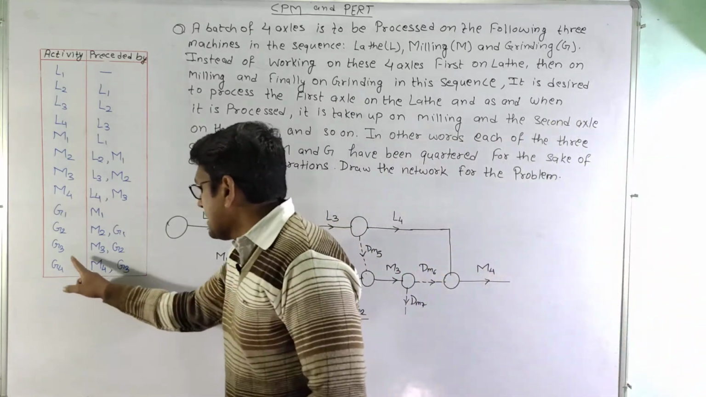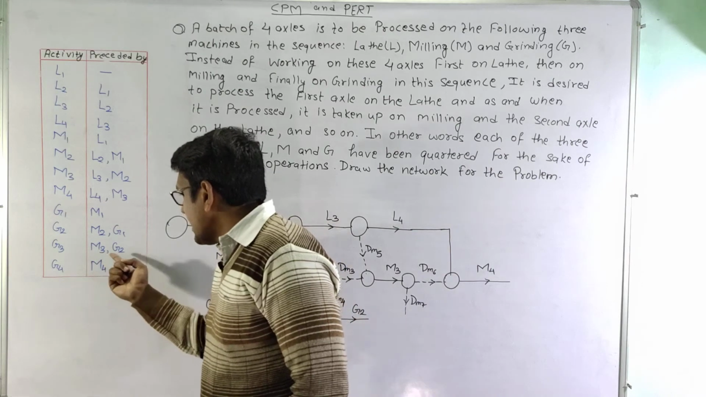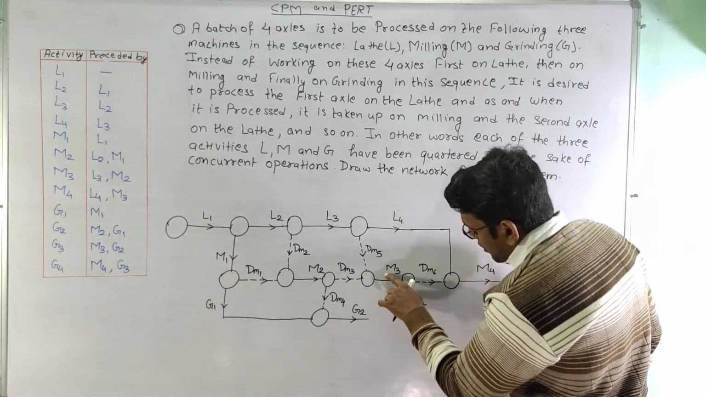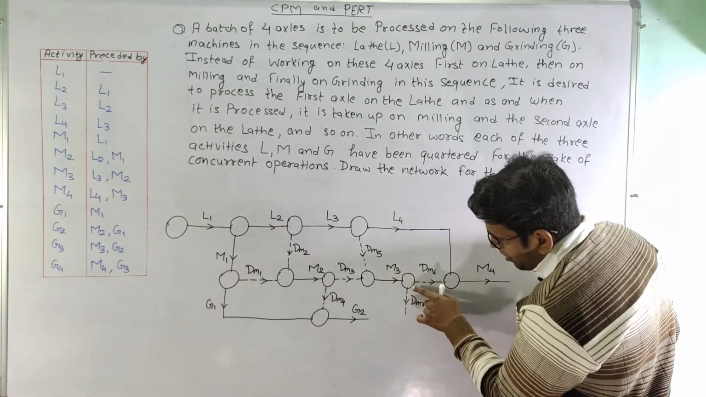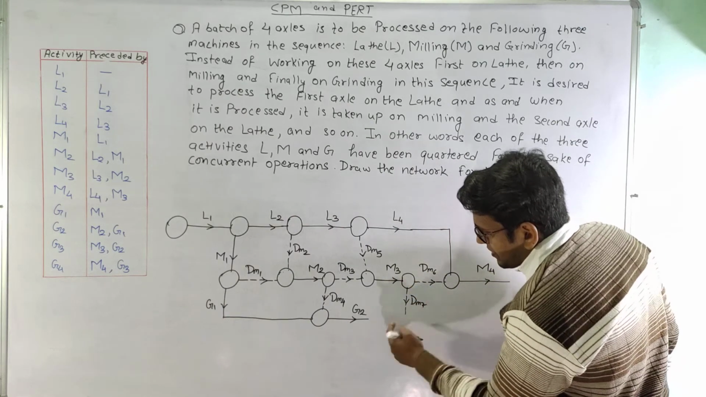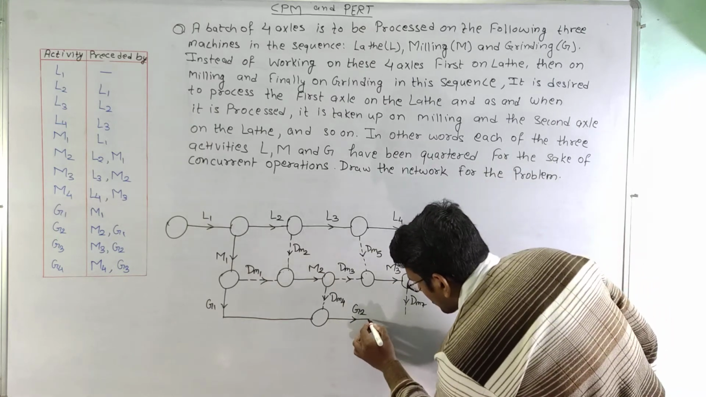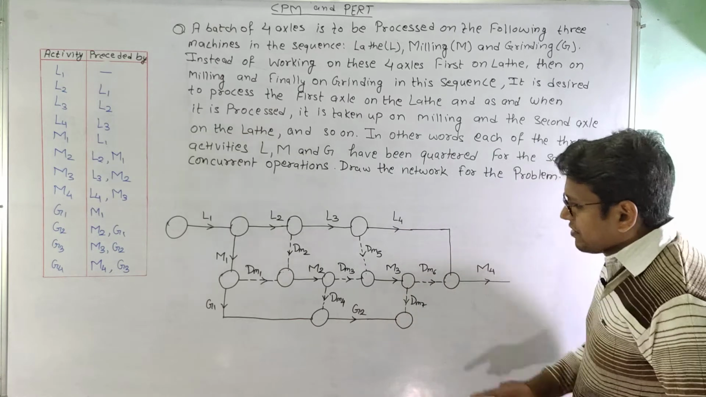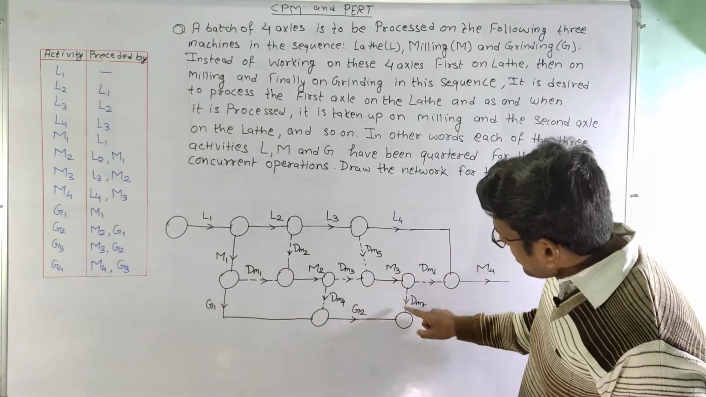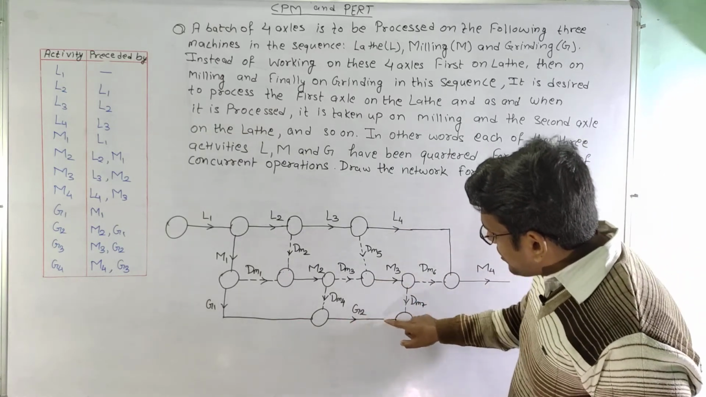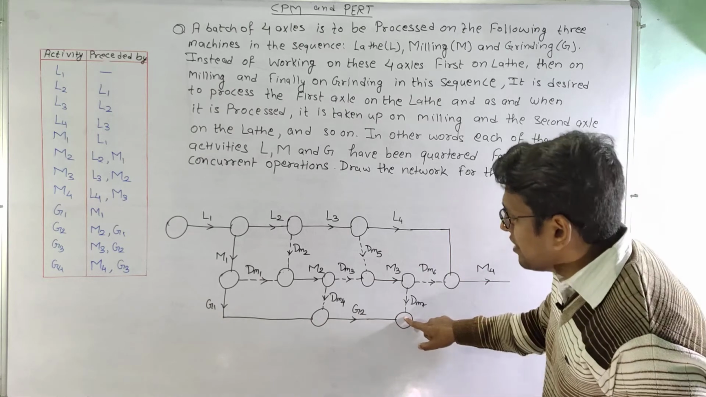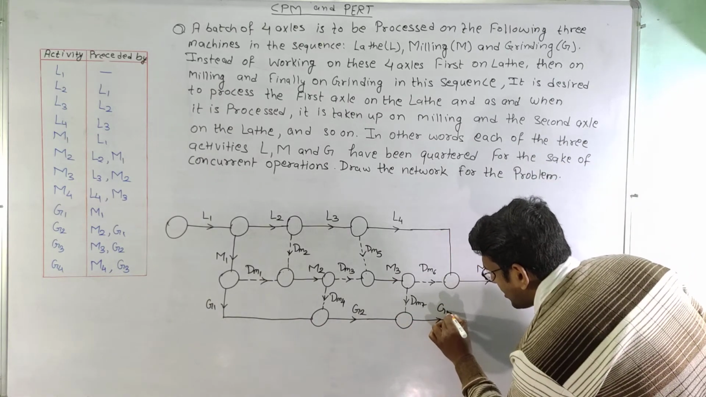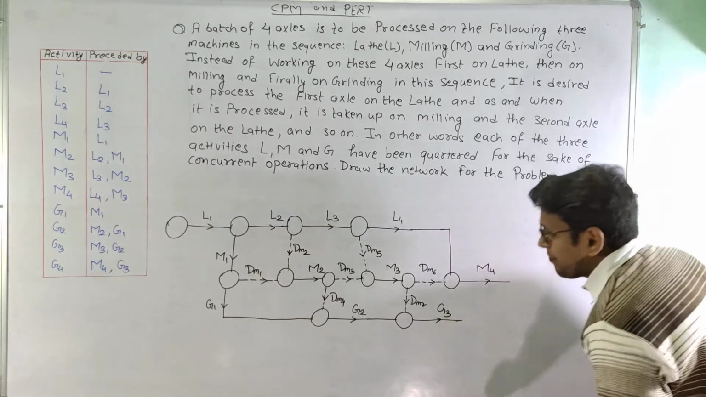Now moving on to G3, activity M3 and G2 need to be completed. So for activity M3, we have already drawn a dummy activity here, and this is G2. So we will converge this, and at this particular node we can see that activity M3 and activity G2 are completed. So we can start activity G3 from this particular node.